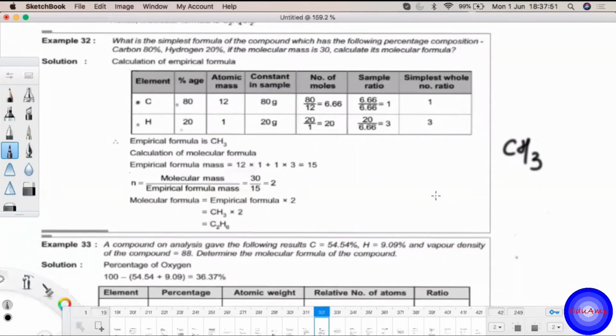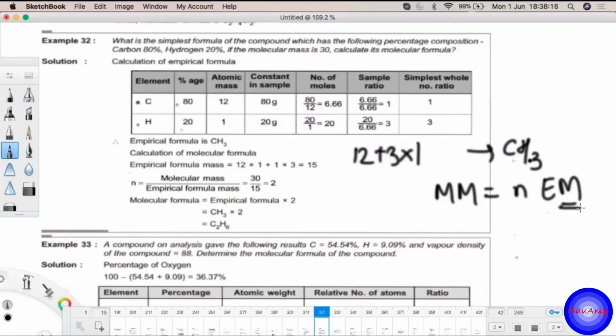See, there is a relation. Molecular mass is equal to N into empirical mass. Now, what is empirical mass? You got this empirical formula. If you calculate mass from this formula, then it will be known as empirical mass. So 12 plus 3 into 1. This will give you empirical mass, which is 15. So N into 15, and you have been given molecular mass, that is 30. So N will be equal to 2.